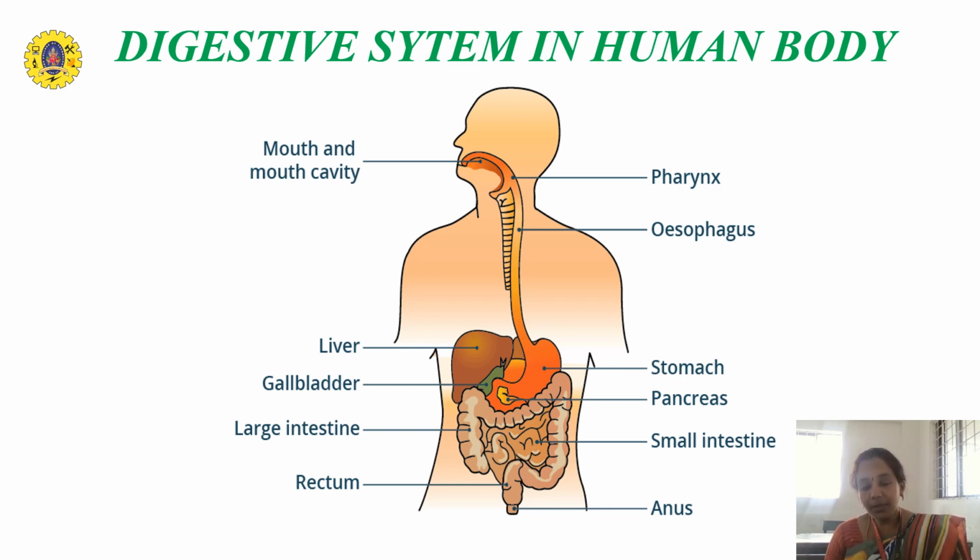From the mouth, the food particles will at first go to the pharynx. Pharynx is nothing but the junction where we will be having the food pipe as well as the windpipe. The food pipe is known as the esophagus. The biological term for food pipe is esophagus, and the food particles will be traveling through it into the stomach.